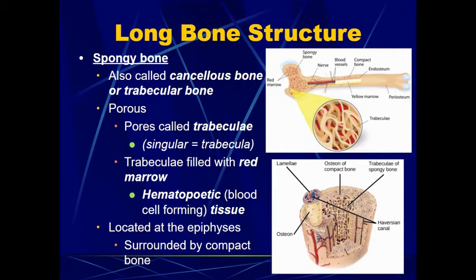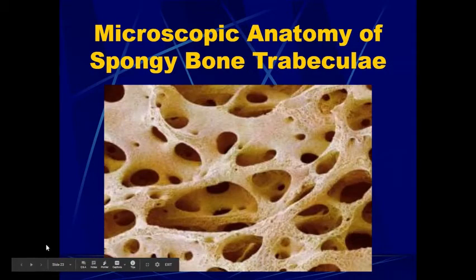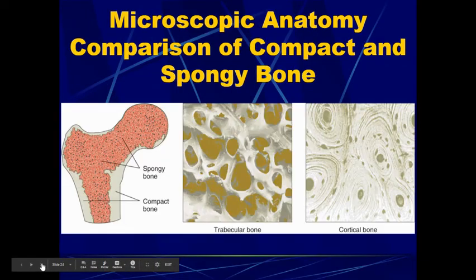This is mainly found on a long bone at the epiphyses, and then there would be a layer of compact bone surrounding it. Here you can see the microscopic anatomy of the trabeculae of spongy bone. Having those spaces actually increases the strength of the bone. It helps to distribute weight more evenly throughout the bone itself. And here are just some more diagrams comparing the spongy bone and the compact bone.